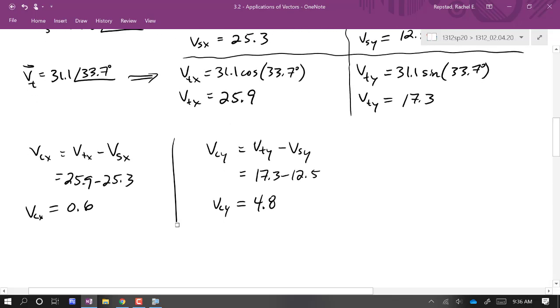We have our components. What do we do now? Yeah, right. And this is a first quadrant vector, so we don't need to make any adjustments to that angle. So, let's see, 0.6 squared plus 4.8 squared, all under a radical.